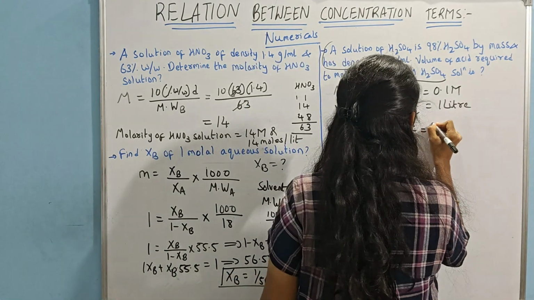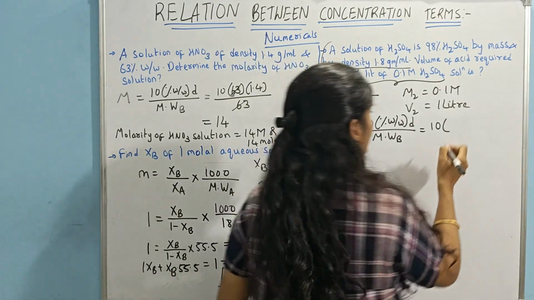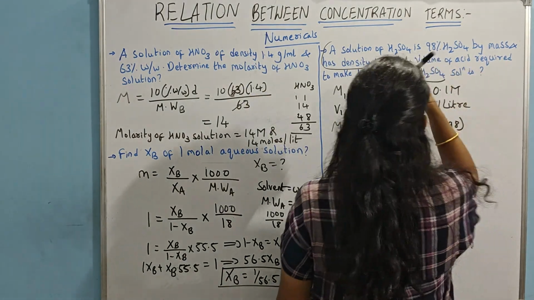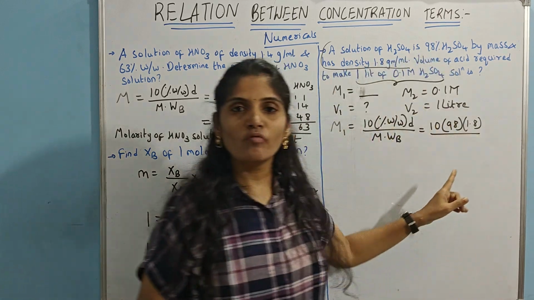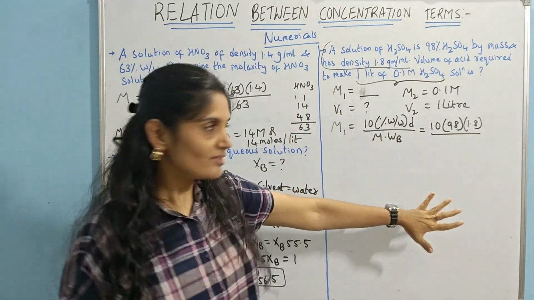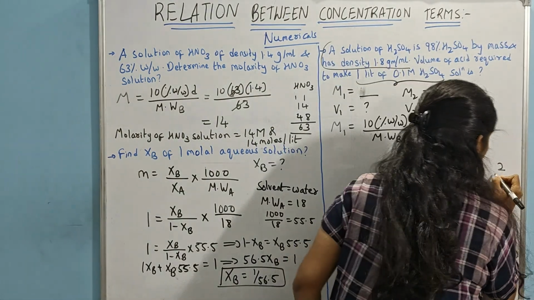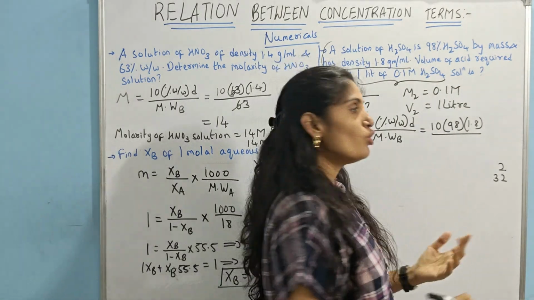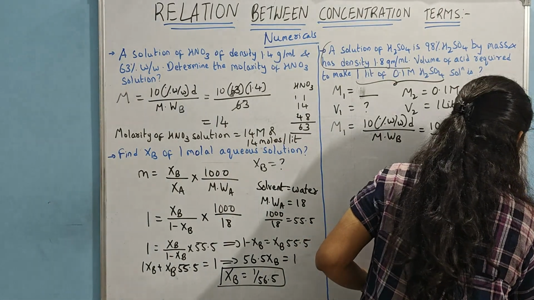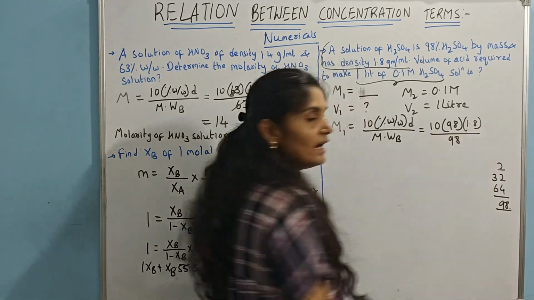Whatever data I have, I'll write here. 10 into percentage weight by weight, which is 98, into density, which is 1.8, divided by molecular weight of H2SO4, which is 98, but we'll quickly see. 2 hydrogens, so weight will be 2, 1 sulfur weight will be 32, 4 oxygens, 1 oxygen weight is 16, so 4 oxygens weight is 64. If you add, it will come to 98. So let me substitute this 98 here.